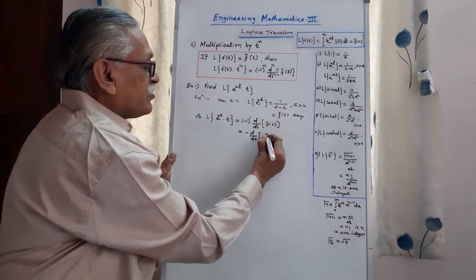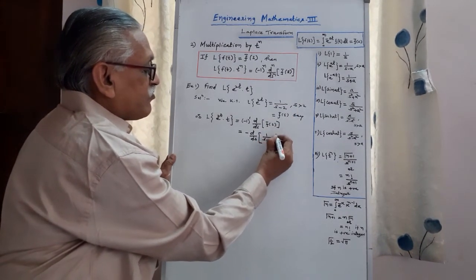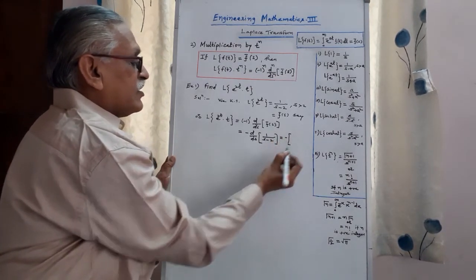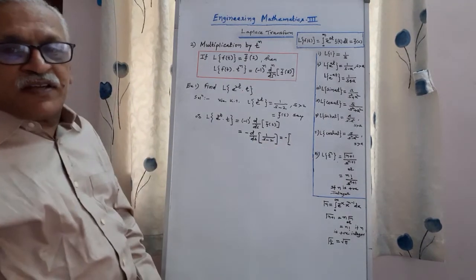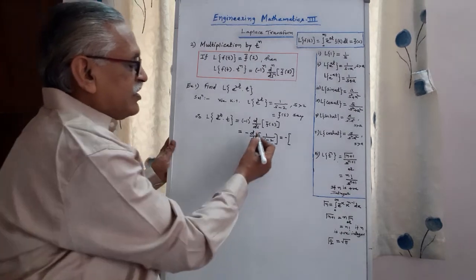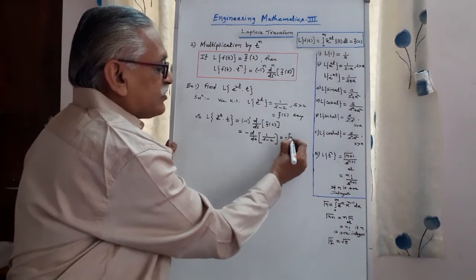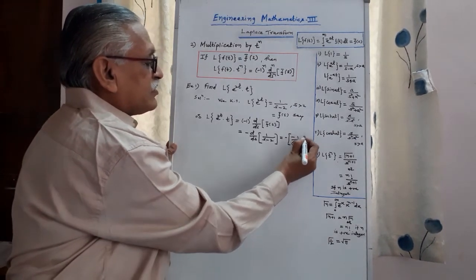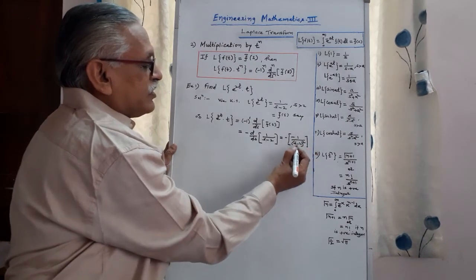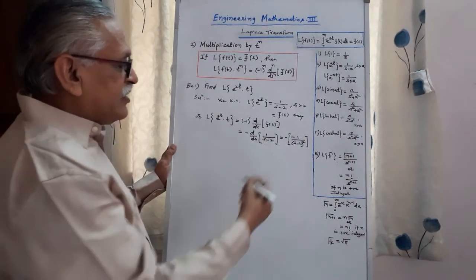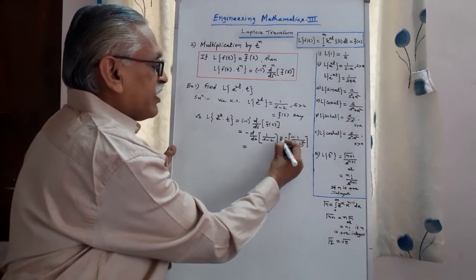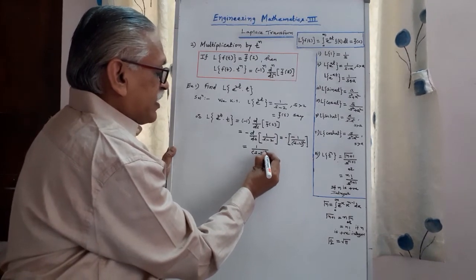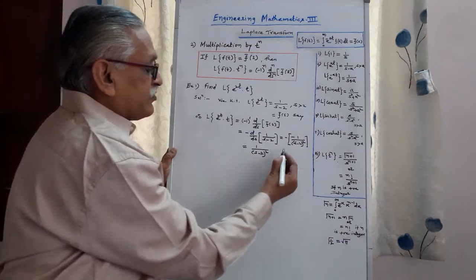The value of f bar of s is 1 upon s minus 2, and it is equal to minus d by ds of it, which is in the form of 1 by x. The derivative of 1 by x with respect to x is minus 1 by x square, and as per that, its derivative with respect to s is minus 1 upon (s minus 2) whole square. Into chain rule, derivative of s minus 2 with respect to s is 1, and therefore if you simplify it, we get minus minus plus 1 upon (s minus 2) whole square, the required answer.